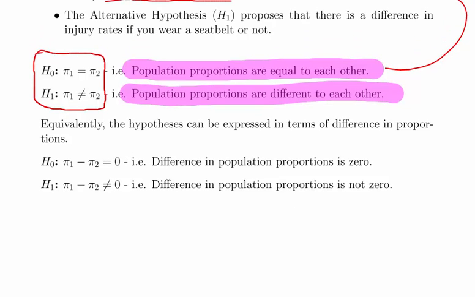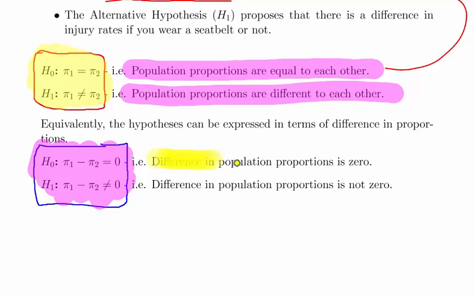Now, this is a statement that people would find very intuitive, that they're equal to each other or not equal to each other. But I'm going to re-express this statement with an equivalent. I'm going to express it in terms of the difference in proportions. The difference in proportions is 0 or not equal to 0. This is essentially the same as the statement I have above.